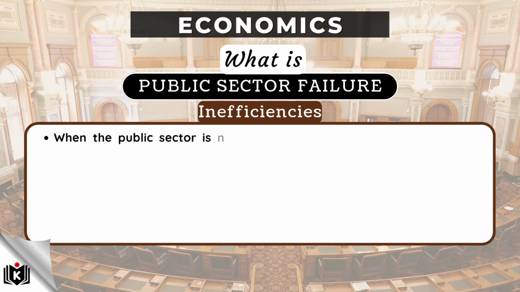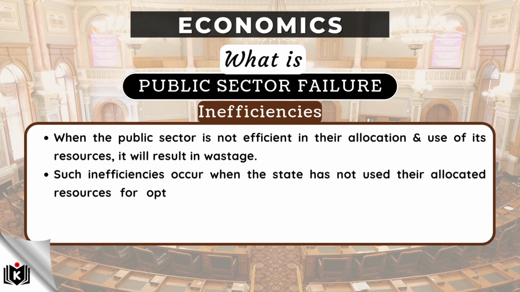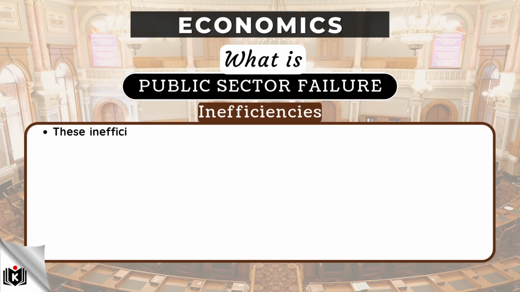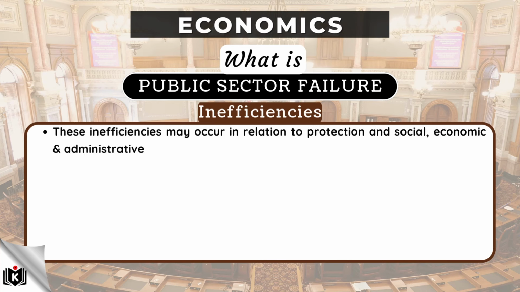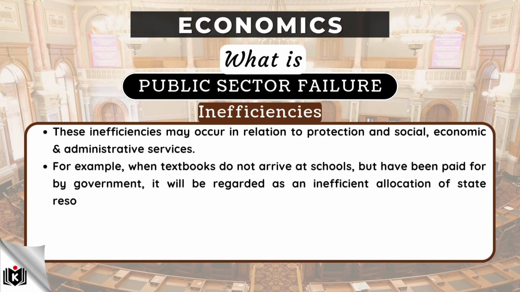When the public sector is not efficient in their allocation and use of its resources, it will result in wastage. Such inefficiencies occur when the state has not used their allocated resources for optimum benefit to economic participants within the country. The state has therefore wasted its resources, such as taxpayers' money. These inefficiencies may occur in relation to protection and social, economic, and administrative services. For example, when textbooks do not arrive at schools, but have been paid for by government, it will be regarded as an inefficient allocation of state resources.